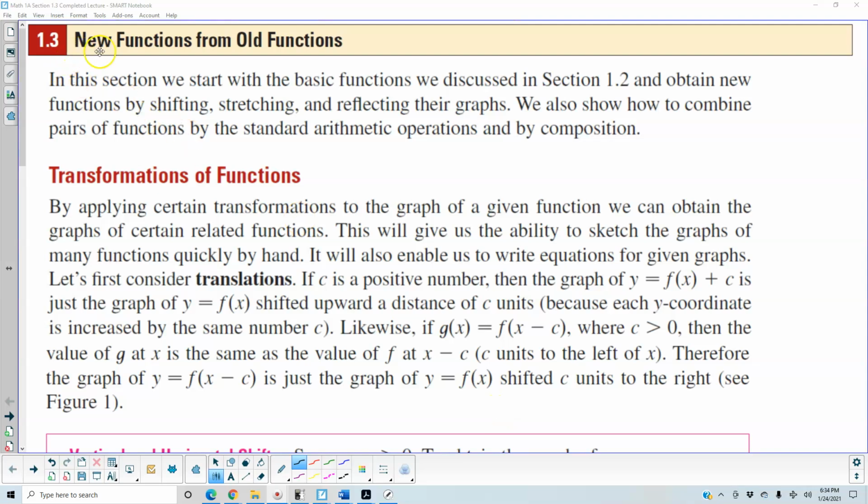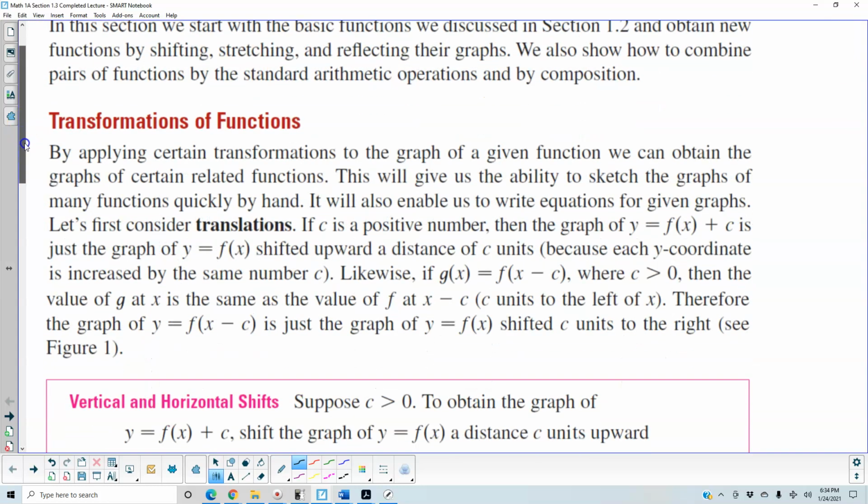Section 1.3, New Functions from Old Functions. In this section, we start with the basic functions we discussed in Section 1.2 and obtain new functions by shifting, stretching, and reflecting their graphs. We also show how to combine pairs of functions by the standard arithmetic operations and by composition.